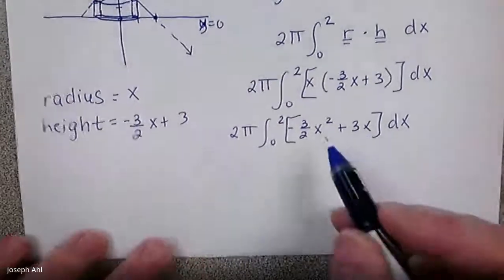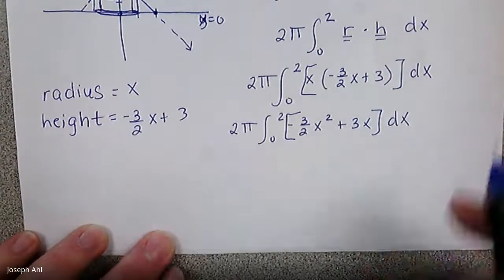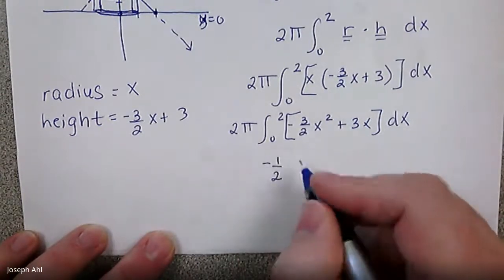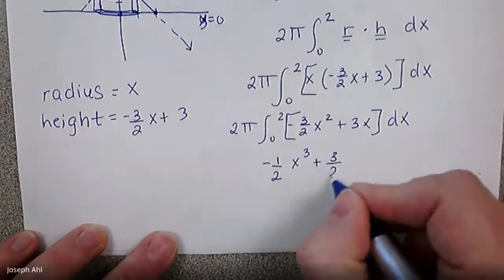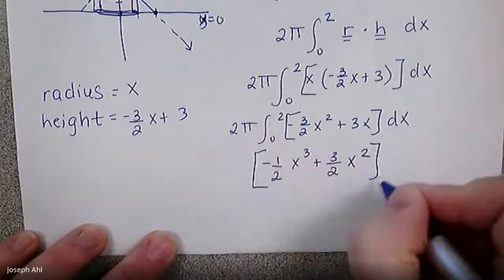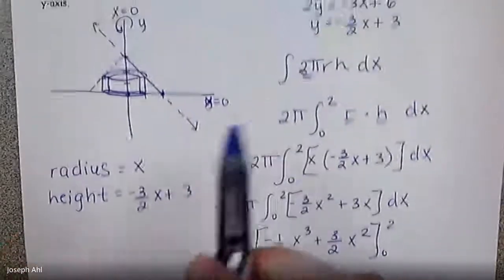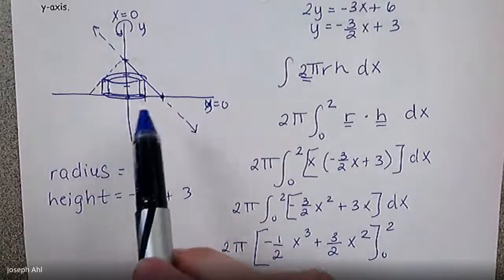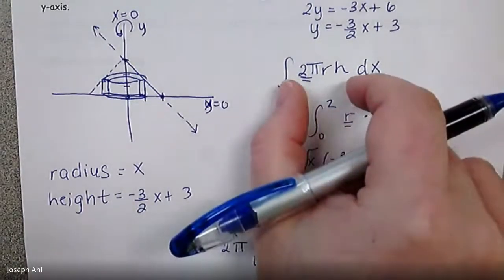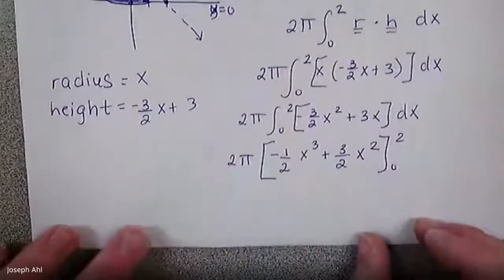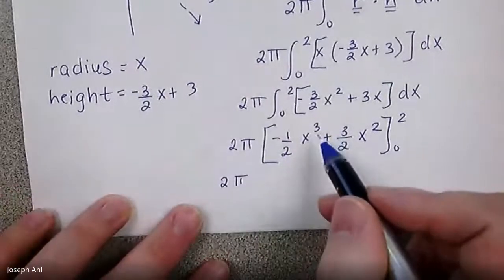And now if we use our anti-power rule, up this by 1, so that's x cubed, and then we're multiplying the outside by 1/3, so that's going to become negative 1/2 x cubed. Up this by 1, so now it's x squared, so plus 3 halves x squared. Okay, we're integrating from 0 to 2, and we got to multiply by 2 pi. These will always have 2 pi, because remember, you're finding the surface area around the outside, which is 2 pi r, circumference times the height, is going to be the surface area, times the thickness, which is your dx.